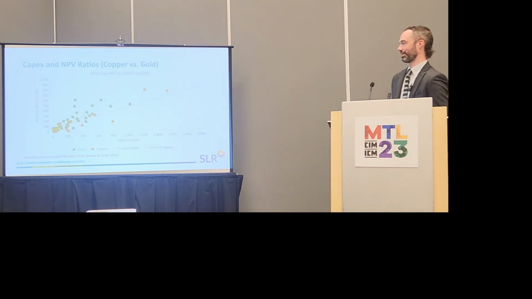But how do these look when they're actually plotted on a graph? You can see a clear trend line for gold here and then for copper there. And again, I think it's just this perceived better bang for your buck on gold projects.